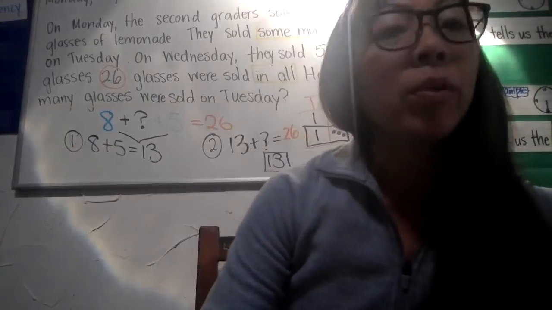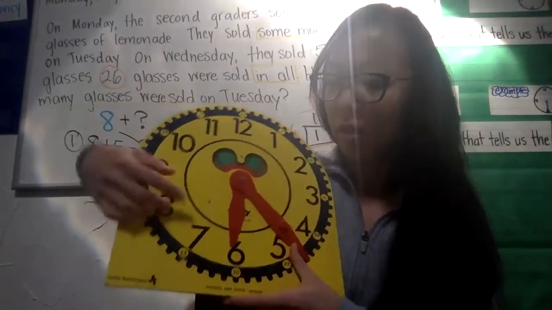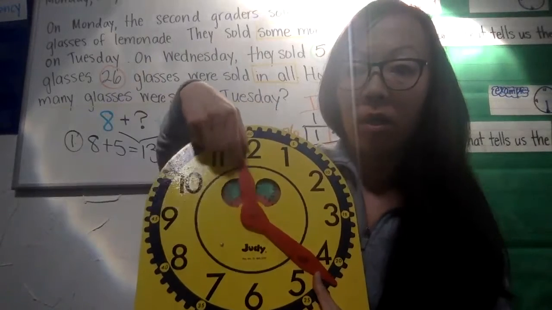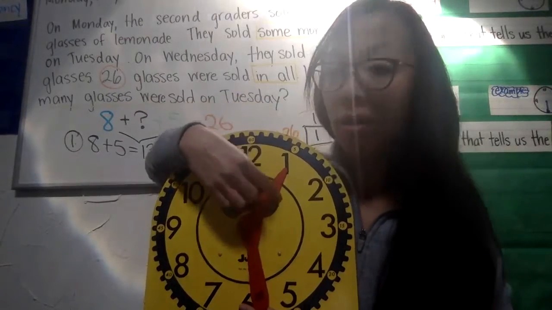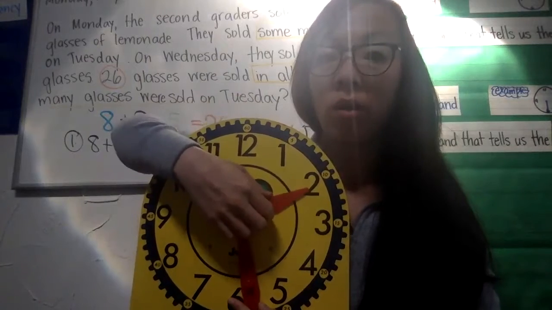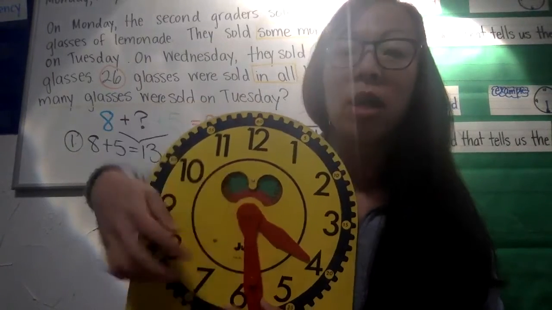All right, scholars, we have been working on time, and we already know that the shorthand tells us what? You got it. It tells us the hour. So when we're thinking about time, we always start with the hour. 1 o'clock, 2 o'clock, 3 o'clock, 4 o'clock, and so on.